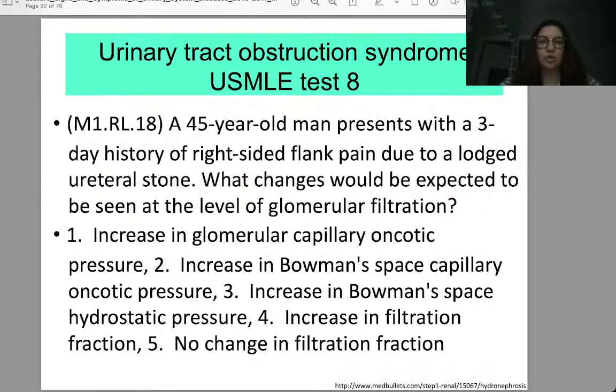And one more test for you. A 45-year-old man presents with a 3-day history of right-sided flank pain due to a lodged ureteral stone. What changes would be expected to be seen at the level of glomerular filtration? First option, increase in glomerular capillary oncotic pressure. Second, increase in Bowman space capillary oncotic pressure. Third, increase in Bowman space hydrostatic pressure. Fourth, increase in filtration fraction. And fifth, no change in filtration fraction.